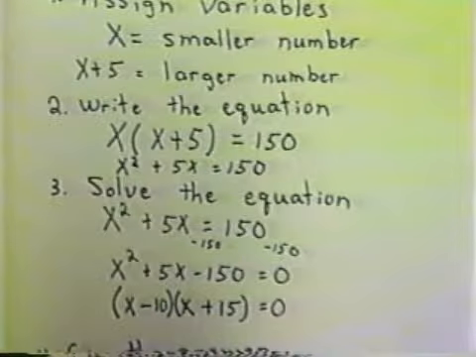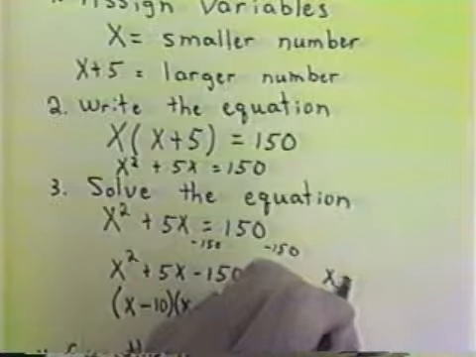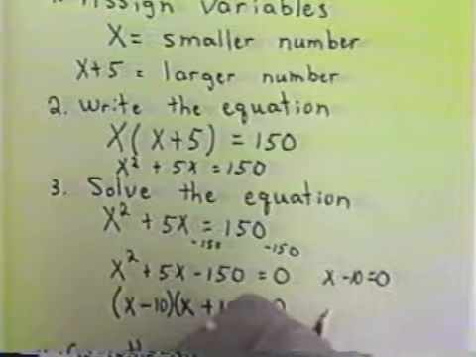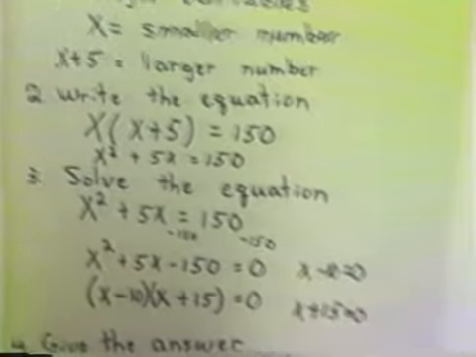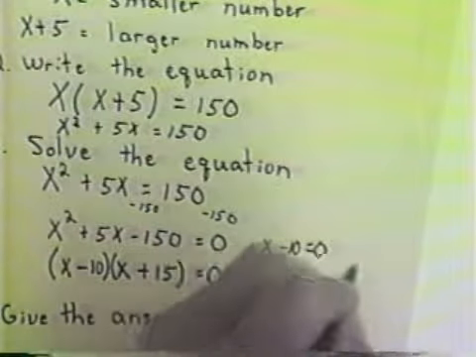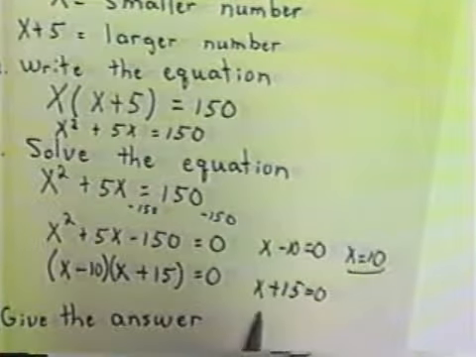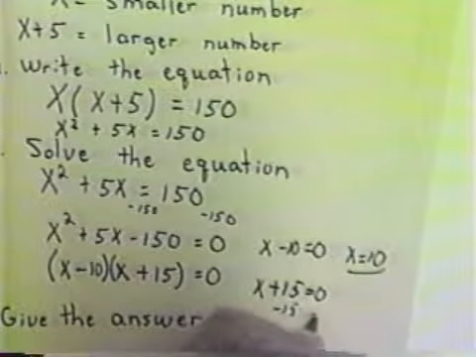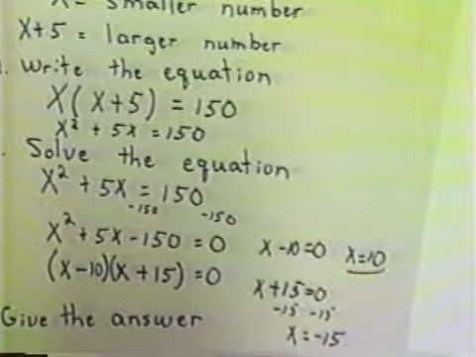Now I set each factor equal to 0. So I have x minus 10 is equal to 0, or x plus 15 is equal to 0. Well, if x minus 10 is equal to 0, then we know, if I add 10 to both sides, that x is 10. If x plus 15 is equal to 0, then by adding a negative 15 to both sides, I get x is a negative 15.